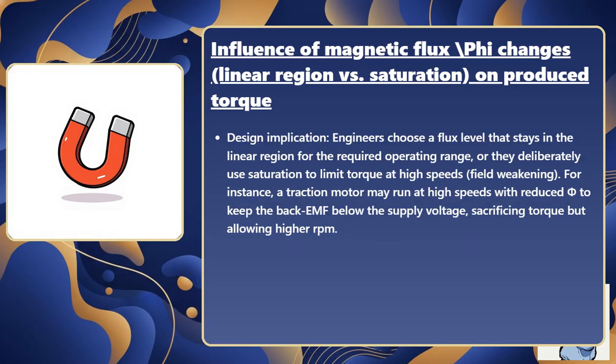friction. Design implication: engineers choose a flux level that stays in the linear region for the required operating range, or they deliberately use saturation to limit torque at high speeds, field weakening. For instance, a traction motor may run at high speeds with reduced phi to keep the back EMF below the supply voltage, sacrificing torque but allowing higher RPM.